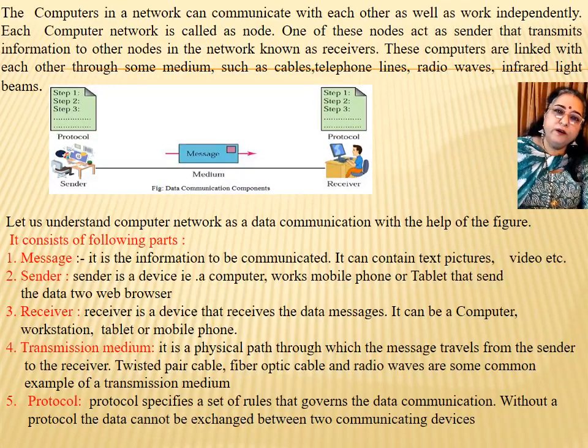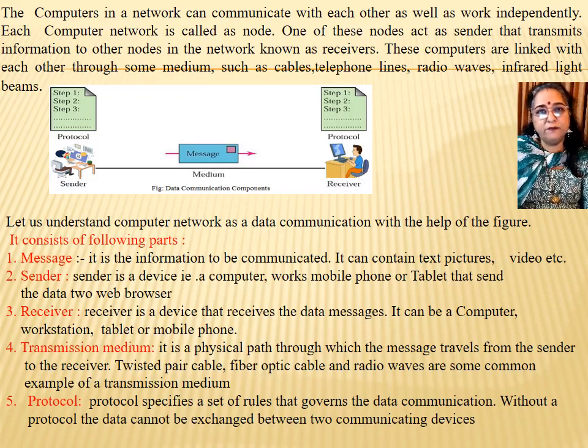The computers in a network can communicate with each other as well as work independently. Each computer is called a node. One of these nodes will act as a sender and the others will act as the receivers. The computers are linked with each other through some medium like cables, telephone lines, radio waves, infrared light beams and so on.